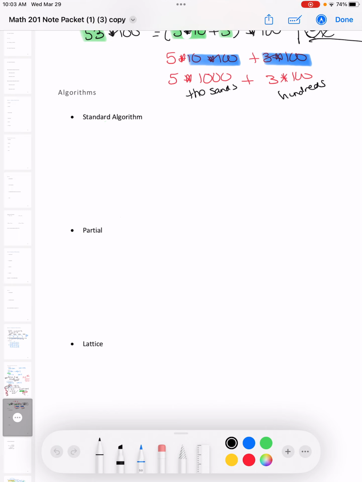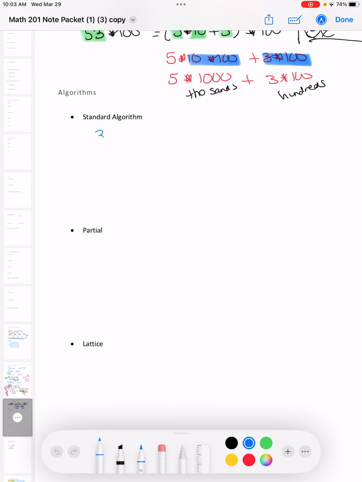Lattice is very popular. Every semester I have students who use the lattice as their main form of multiplication. For me personally, my middle schooler was having a hard time when he was learning multiplication with the standard algorithm, but the lattice made a lot more sense to him. So he still uses lattice now to multiply these 2, 3 digit numbers.